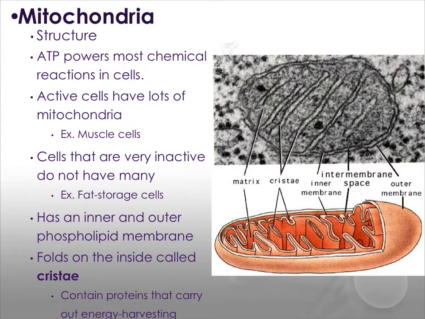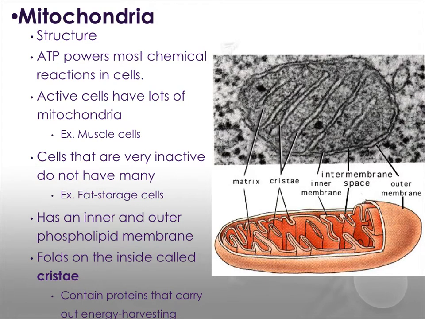Okay, so structure-wise, said it on the last slide, but here you go. ATP powers most chemical reactions in cells. Active cells have lots of mitochondria. So since this stuff makes energy, cells that are doing a lot of stuff are going to have lots of mitochondria. So for instance, if you look at muscle cells, we should see more mitochondria than, say, a cell that doesn't need to do as much. Okay, like a skin cell, you're not going to need to do as much. You're not going to have as much mitochondria in it. Cells that are very inactive do not have many. So like fat storage cells, not doing a whole lot, not going to have a lot of mitochondria.